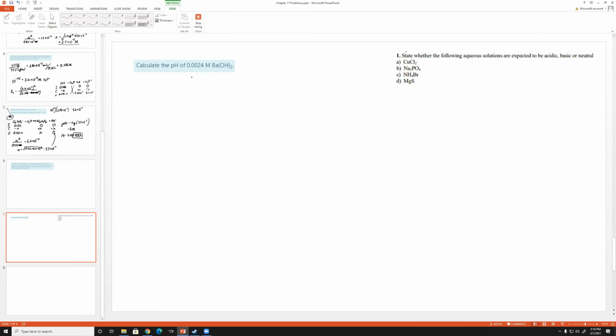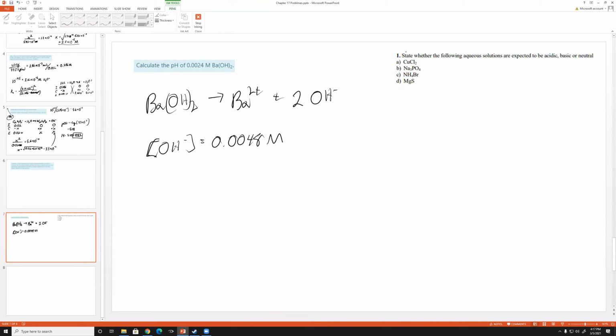So what we can do is calculate immediately the concentration of OH, where the dissociation looks like this: barium hydroxide yields Ba2+ plus 2 OH minus. Therefore, the concentration of OH is going to be 2 times the concentration of the barium hydroxide. So the concentration of OH minus is going to equal 0.0048 molar.